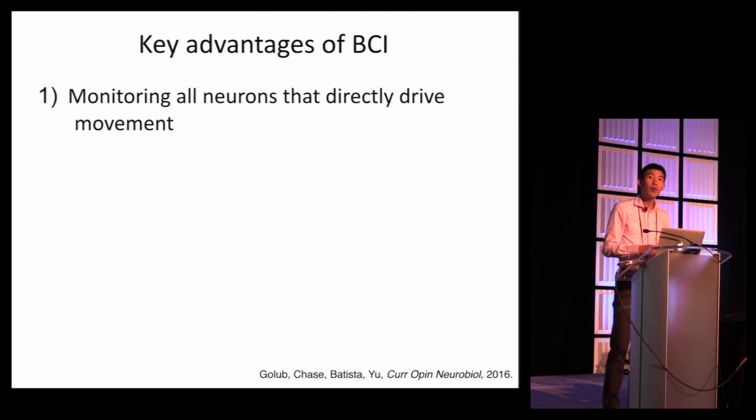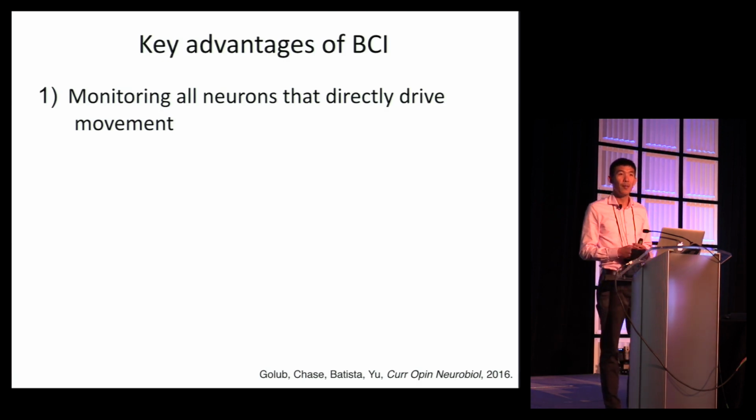Okay, there are several key advantages of using a BCI. The first is that we can monitor all the neurons that directly drive movement. Okay? And so, as I mentioned before, this allows us to make causal statements about when behavior changes, what actually changes in the brain that actually led to those behavioral changes.